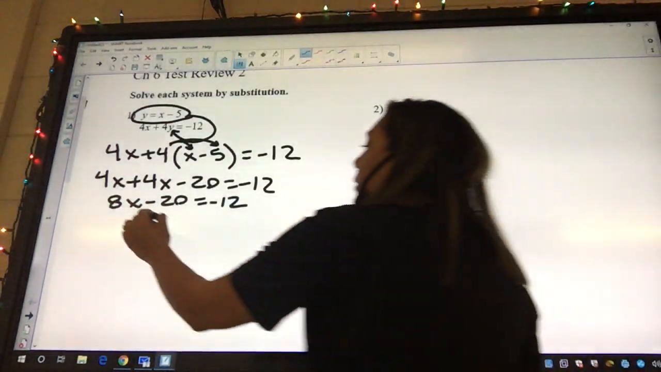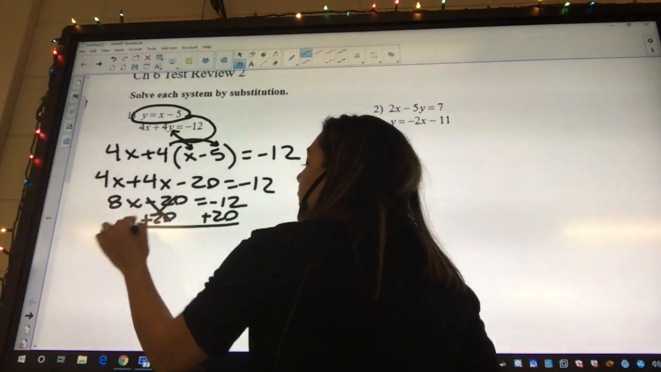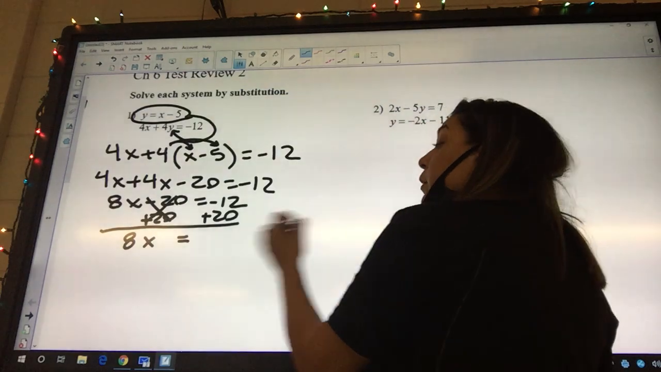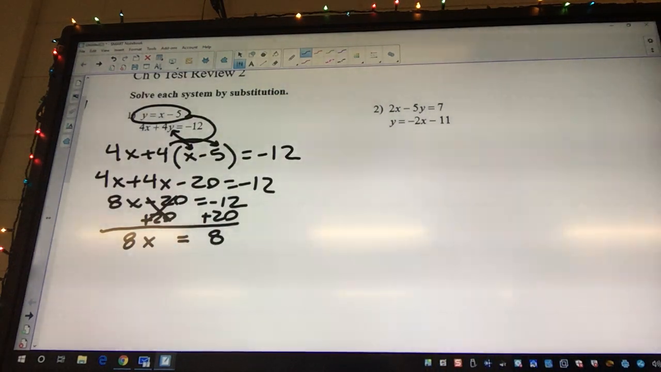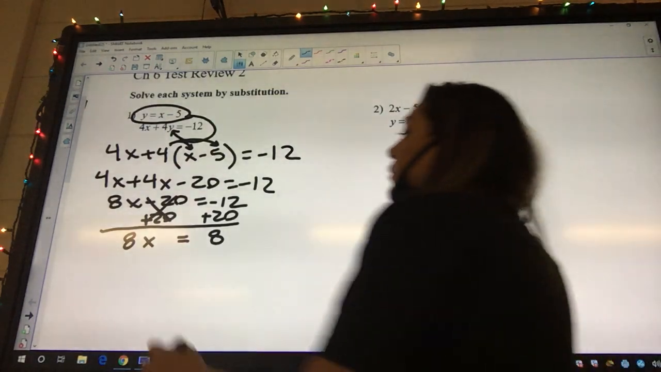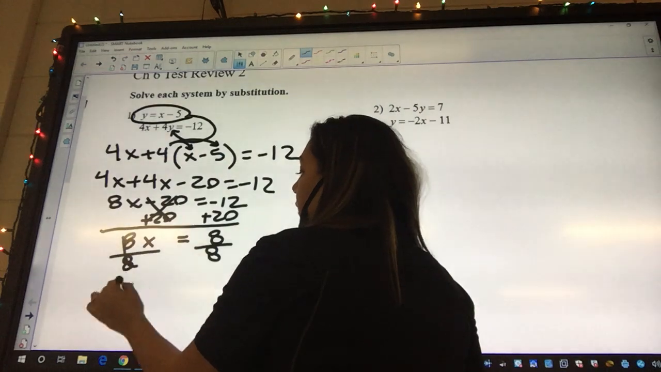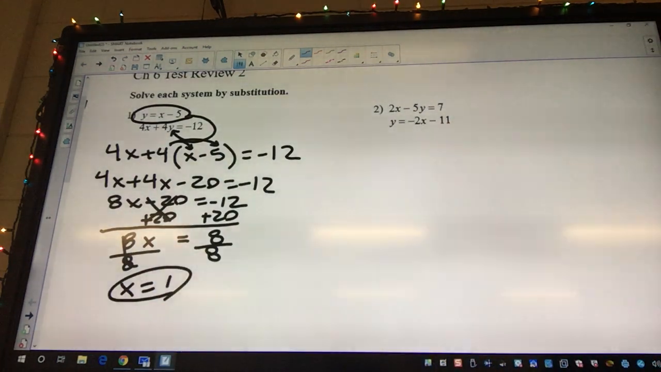We're going to add 20 to both sides. Got 8x equals positive 8. And then divide by 8. X equals 1. Okay, what do we do with that? Plug it in where? To the circled one.